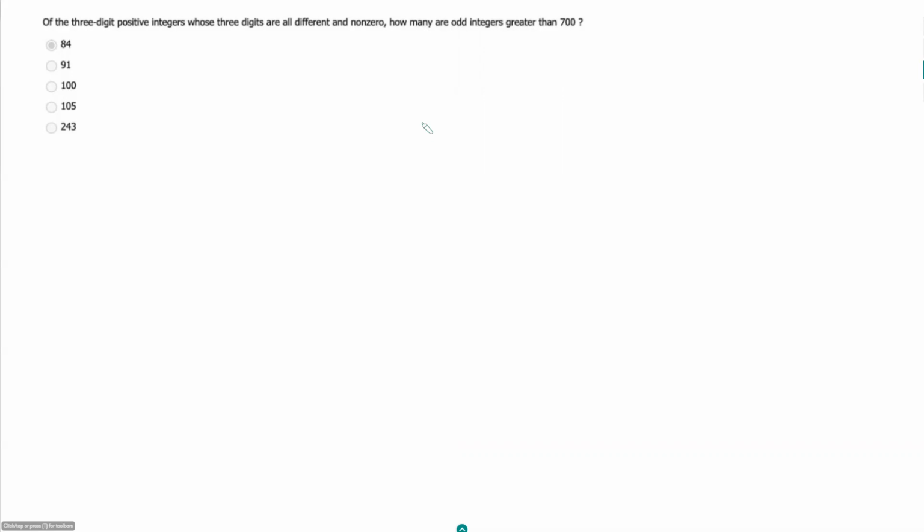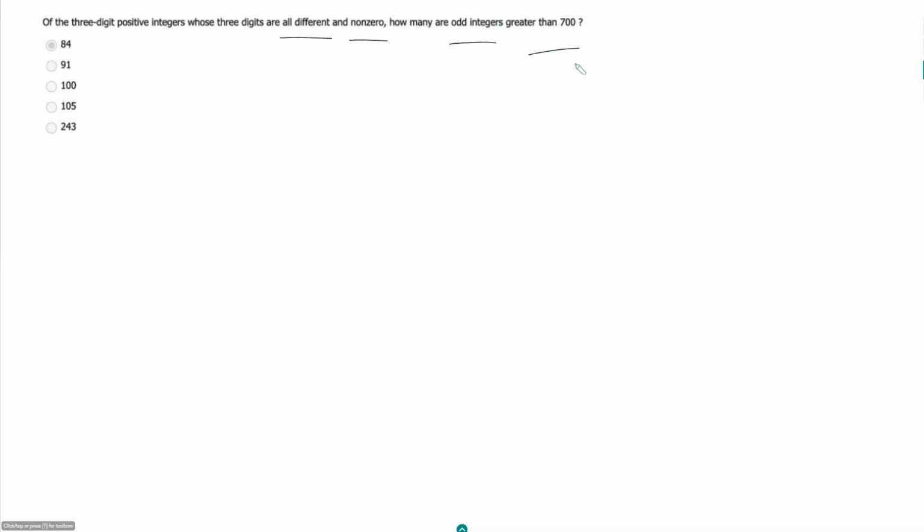Of the three-digit positive integers whose three digits are all different and non-zero, how many are odd integers greater than 700? So we have a lot of restrictions here, right? Our digits have to be all different. They've got to be non-zero. They have to be odd, and our number has to be greater than 700.